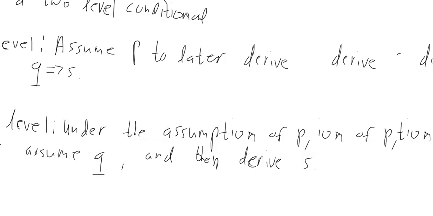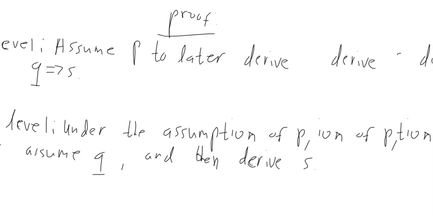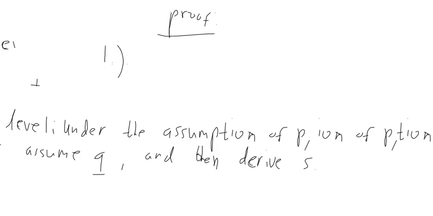Okay, so let's do it. Let's do the actual formal proof. That was the strategy for the proof. So let's try this step by step here. First off, the first thing for level 1, since we want to assume P to later derive Q implies S. So that means that the premise, for the premise, P implies, in parentheses, Q implies R.